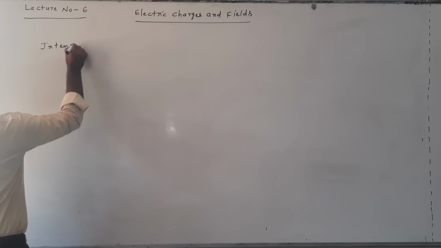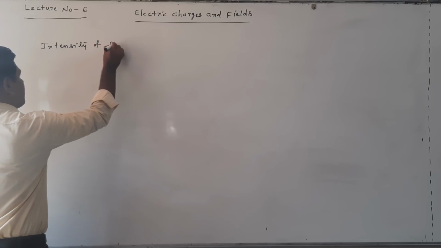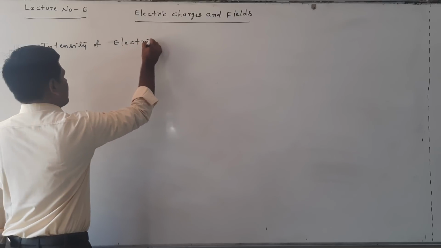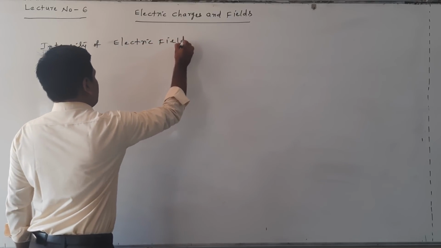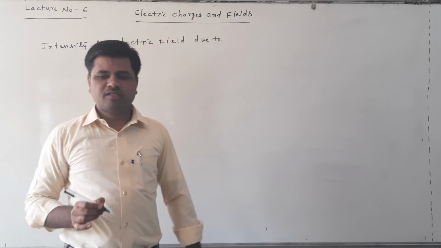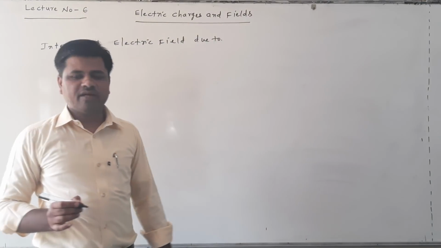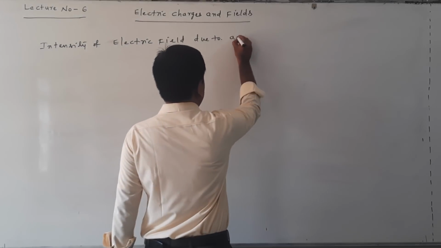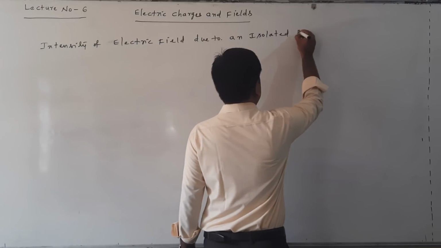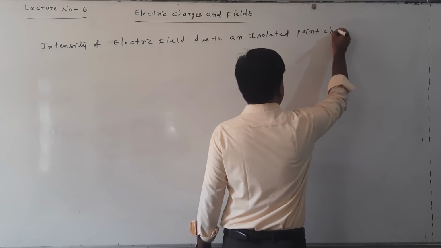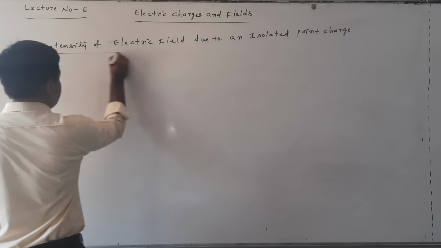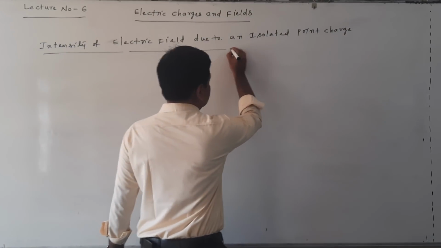the intensity of electric field due to an isolated point charge. We have to find the expression for the intensity of electric field due to an isolated point charge. What is meant by an isolated point charge? Isolated means a single point charge.